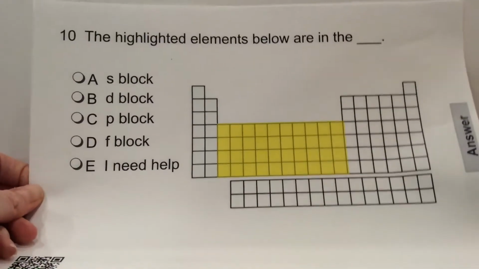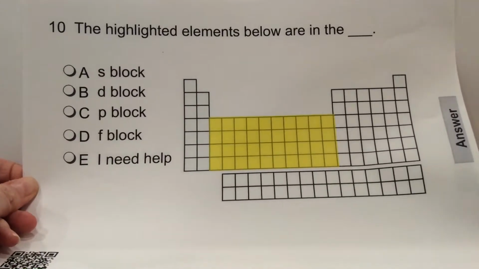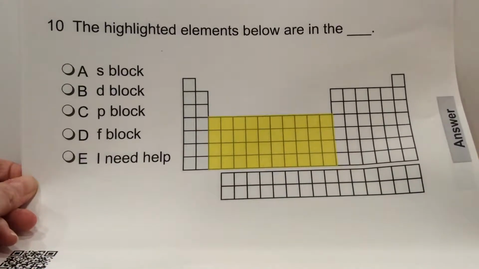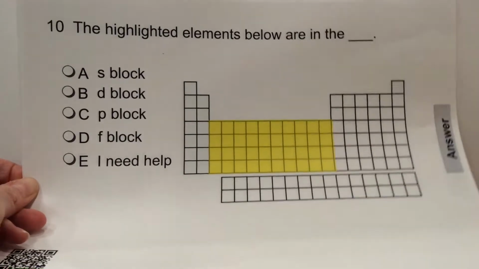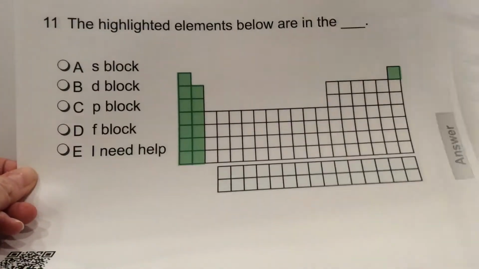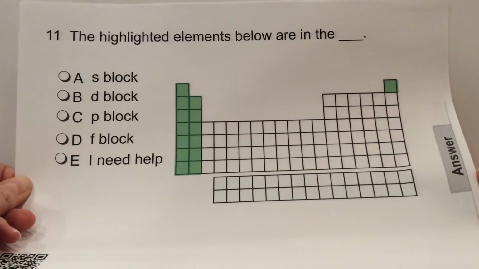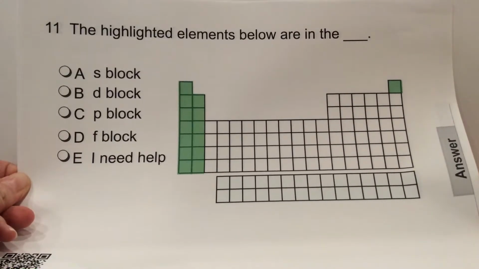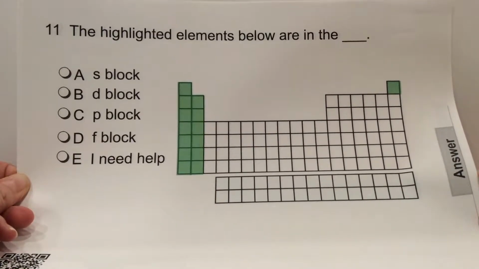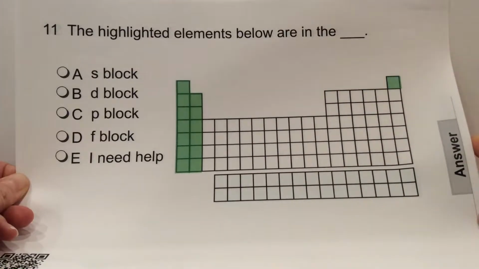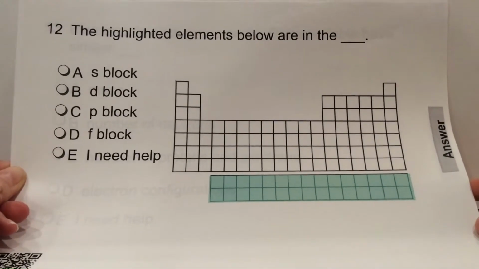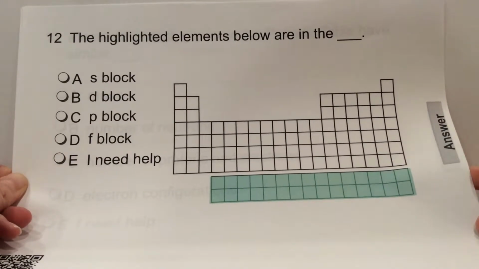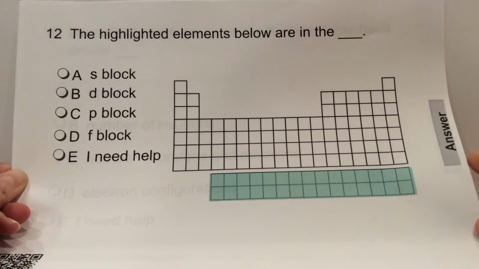Okay, so some questions. The highlighted elements below are in the A, S block, B, D block, C, P block, D, F block. The highlighted elements below are in the S block, D block, P block, F block. The highlighted elements below are in the S block, the D block, P block, F block.